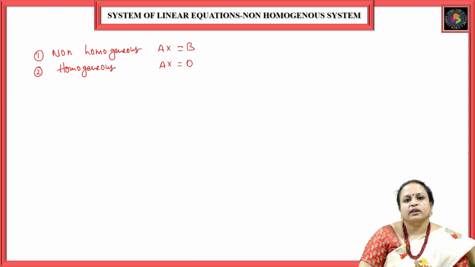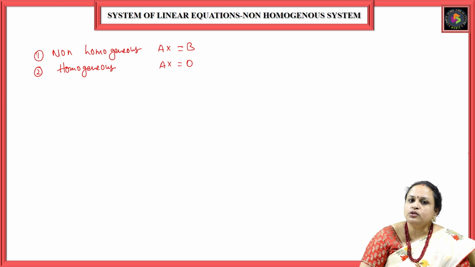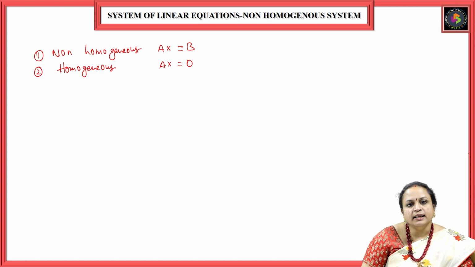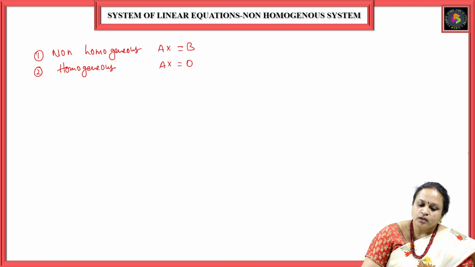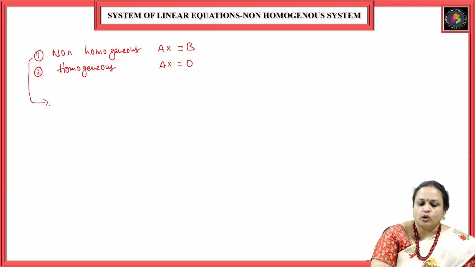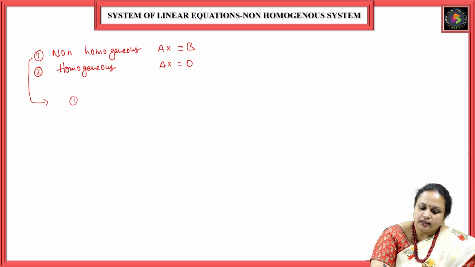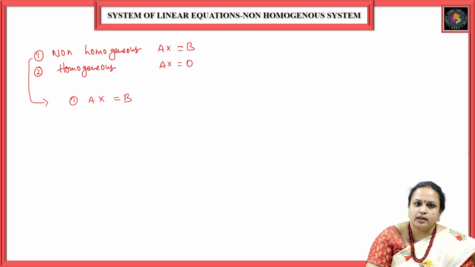A system of equations is said to be consistent if it has a solution. If it doesn't have a solution, we call it an inconsistent system of equations. First, let us see how to solve a non-homogeneous system of equations. Whenever you are given a non-homogeneous system of equations, the first thing we do is write it in the form Ax equal to B.